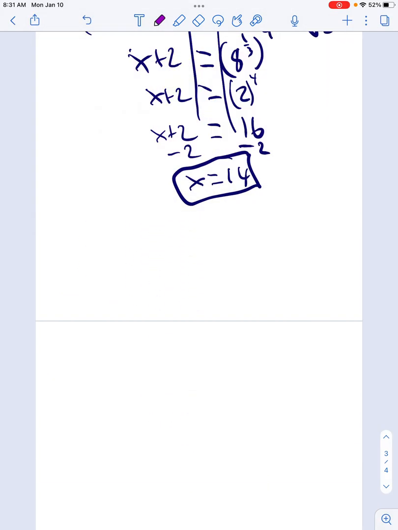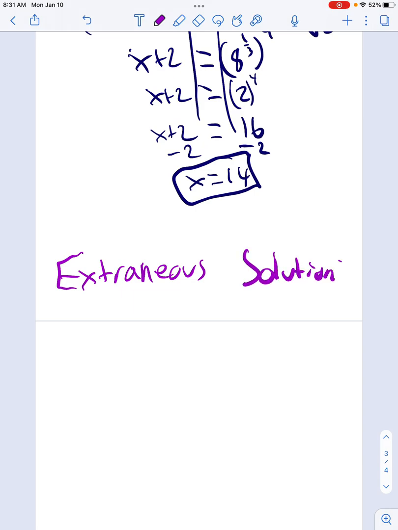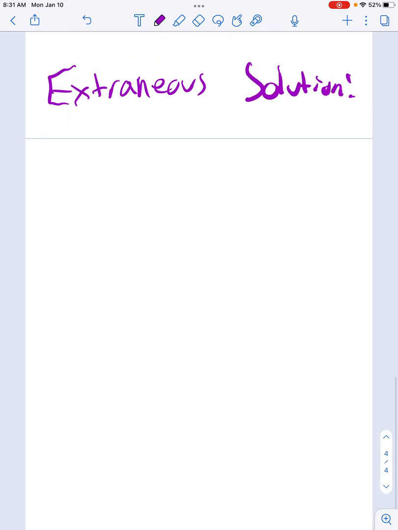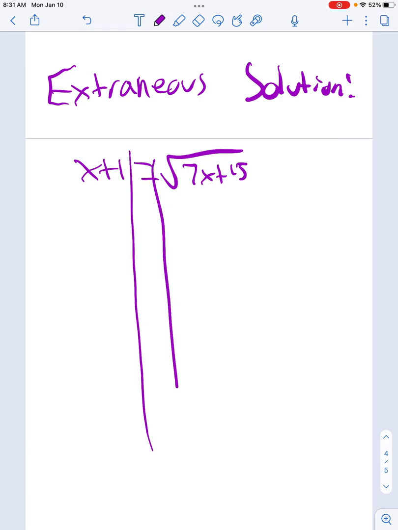Let us do an example with an extraneous solution. This is something that you will be expected to do on your assignment. So if we take this example of x plus 1 equals the square root of 7x plus 15, I'm going to start, again, separating the left side and the right side. I'm going to start by squaring both sides.